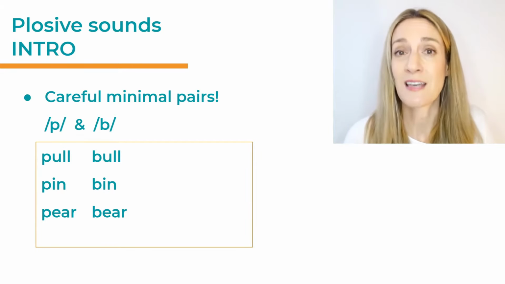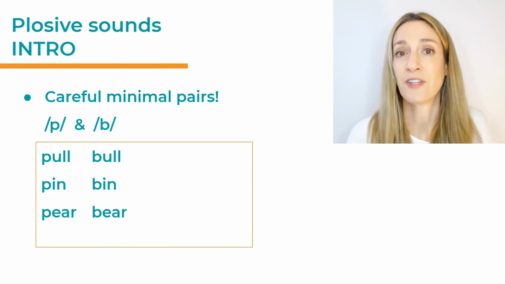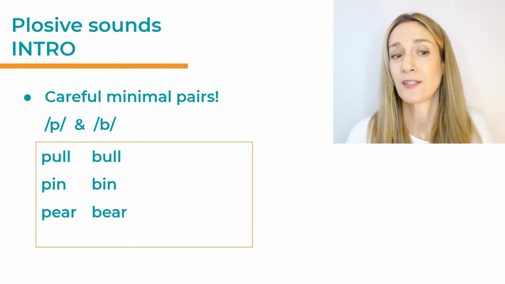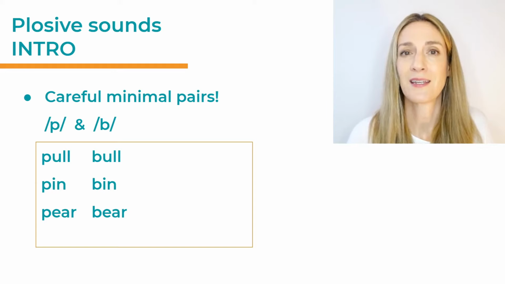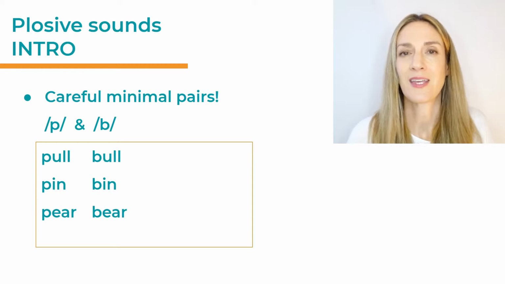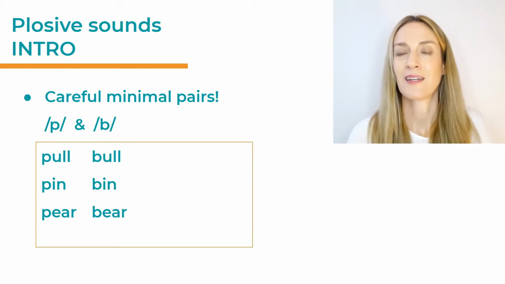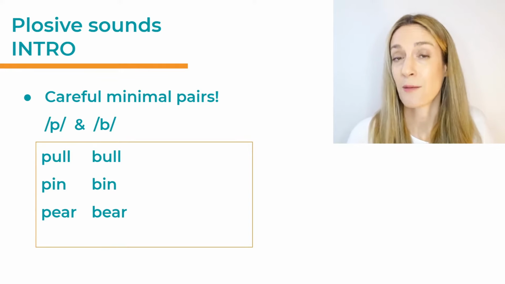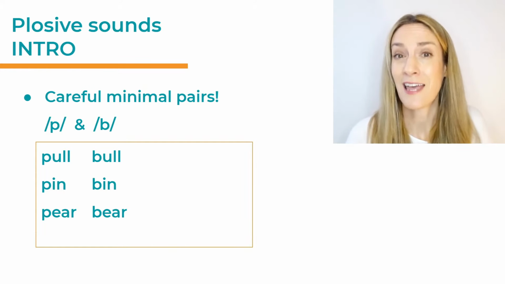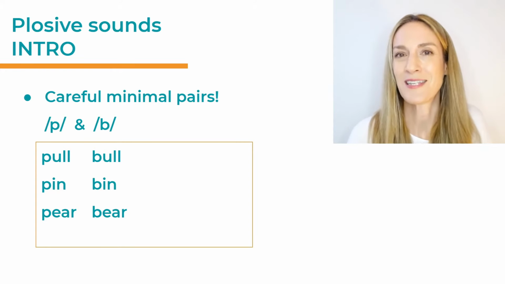Let's have a look at some examples for p and b first. We have pull and bull, pin and bin, pear and bear. Now if you come from a first language where you do not have, for example, the sound p as in Arabic, make sure you practice the difference and take an extra look at the minimal pairs, so you get them right, and they sound different when you say them.